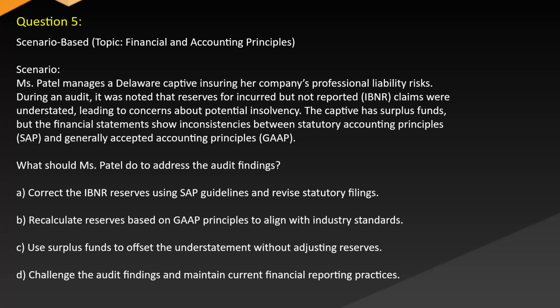A. Correct the IBNR reserves using SAP guidelines and revise statutory filings. B. Recalculate reserves based on GAAP principles to align with industry standards. C. Use surplus funds to offset the understatement without adjusting reserves. D. Challenge the audit findings and maintain current financial reporting practices.